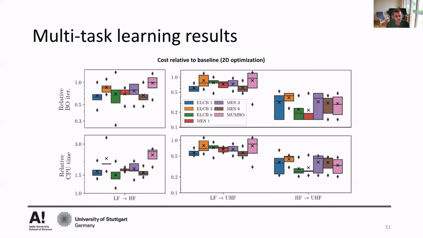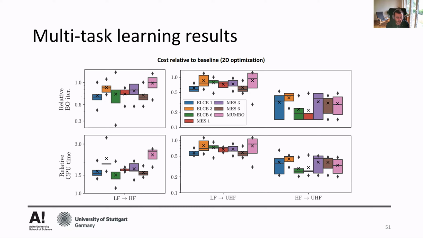But you can see here that in transfer learning, I only tested one acquisition function, this ELCB acquisition function. And this time I tested the ELCB, this max value entropy search, and this multitask extension, the Mumbo acquisition function. And we see, similar to the transfer learning scenario, that if we have the high fidelity as our target level, the CPU time is actually increased, because this is a relative CPU time here, and here we are above 1.0, which means it's more expensive than the single fidelity scenario. So this was the same as in transfer learning.